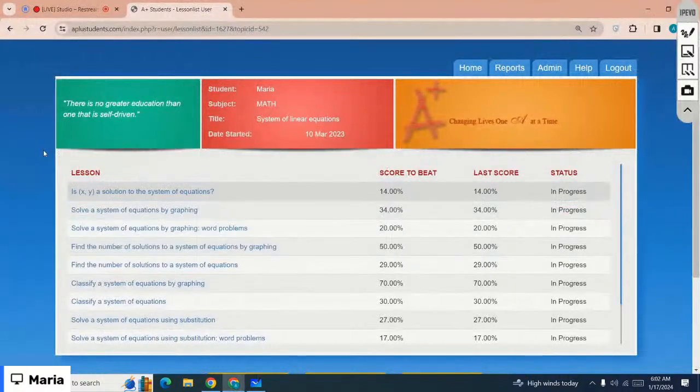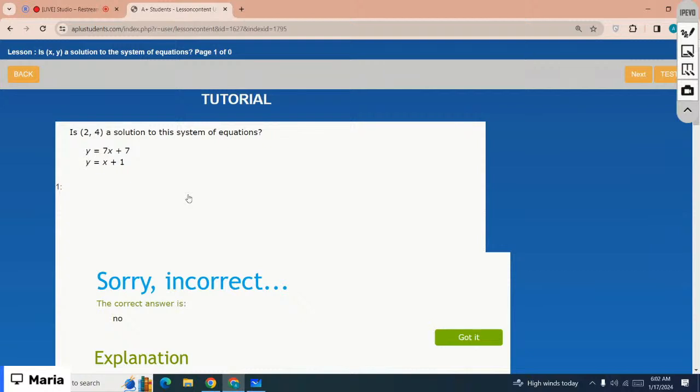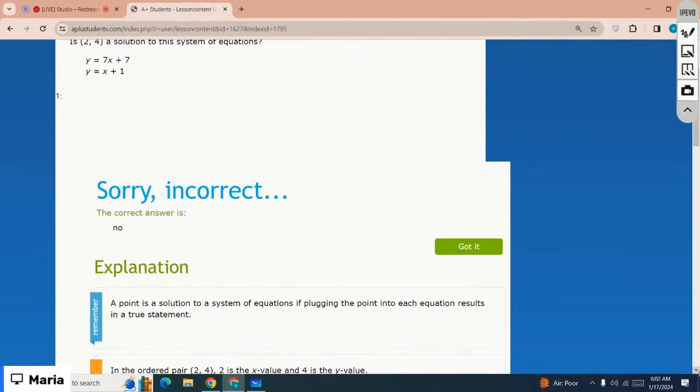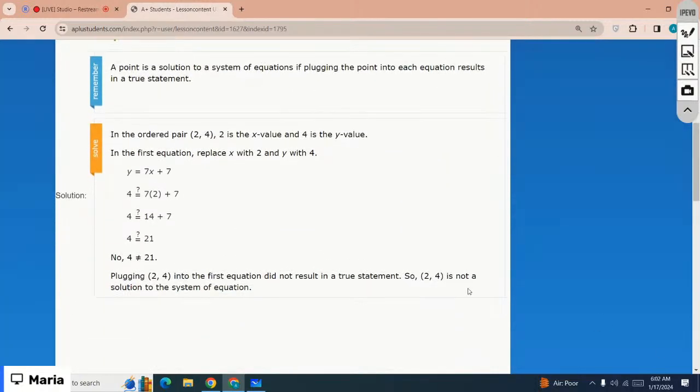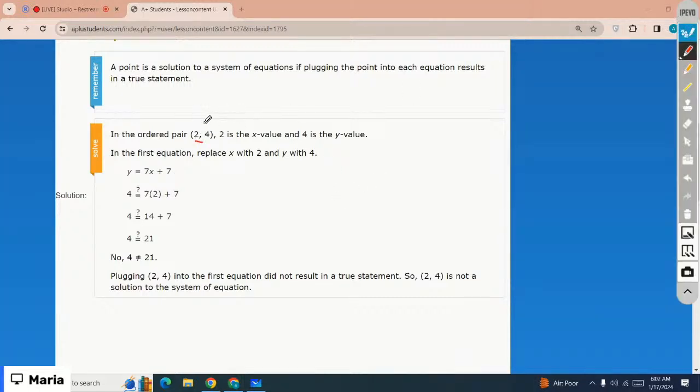Here I am on grade 8 math. Let's start with the first one, that is, is xy a solution to the system of equations? Basically we are given the equations and a pair of values. You have to see if the pair of values is the solution of the given equation. You have to replace the variables with the values. Like the first equation is y equals 7x plus 7, right? In the ordered pair, the first value is always the x value and the second value is always the y value, right? x is 2 and y is 4.